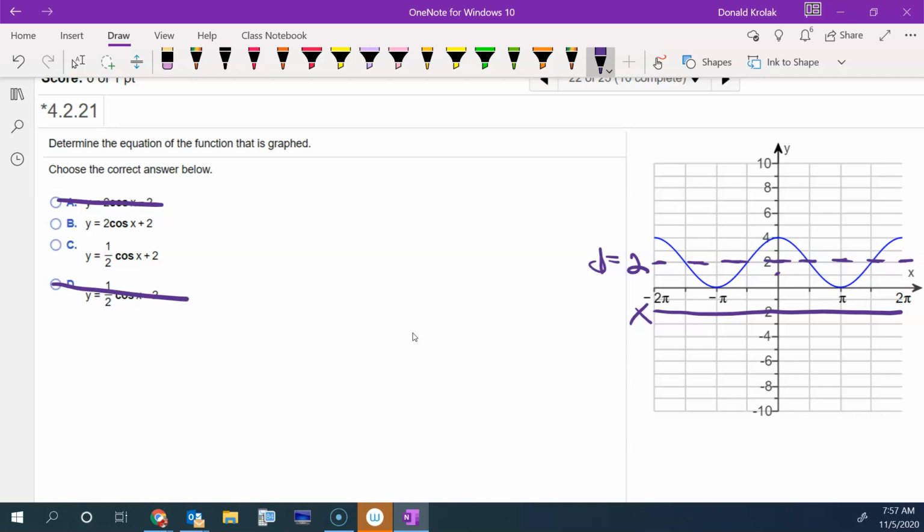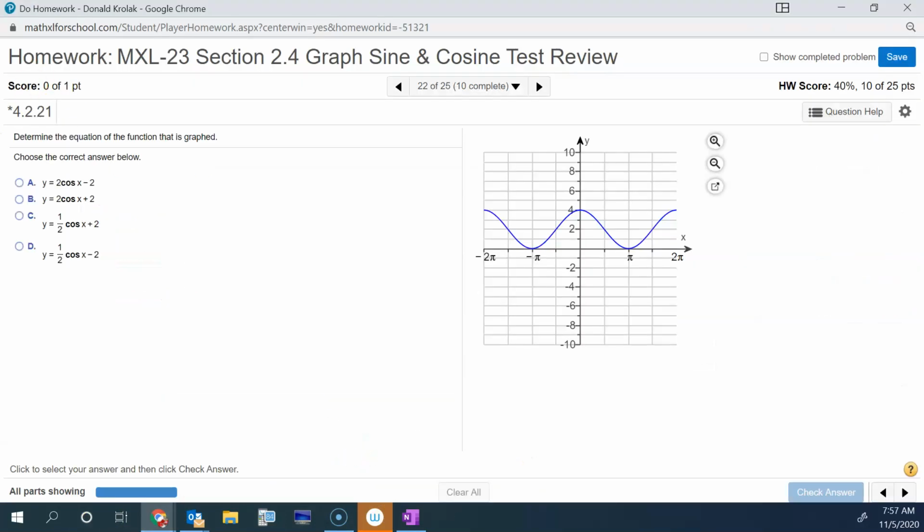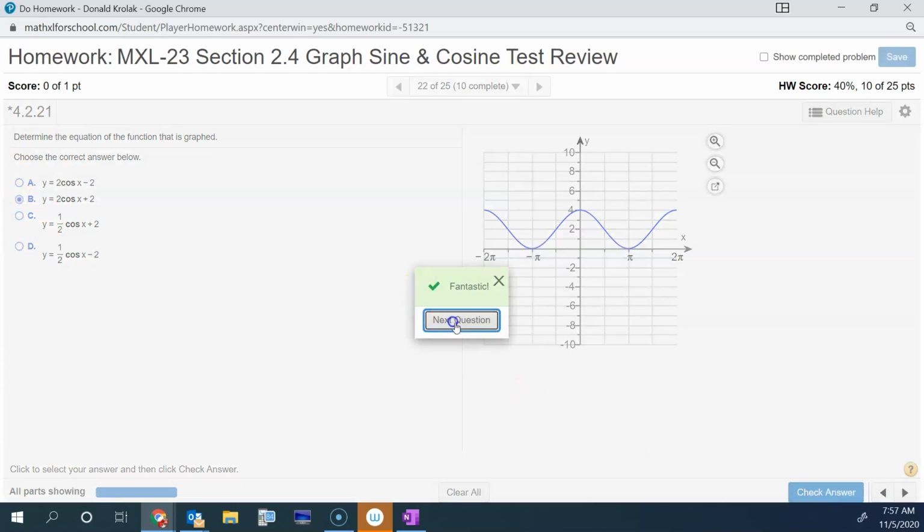Okay, now what does this number tell you, Araceli? Okay, so if you look at this graph, what is this amplitude right here? 2. All right, what's the amplitude on this one? 1/2. So which one's it got to be? B. Yep. Good. Nice job.